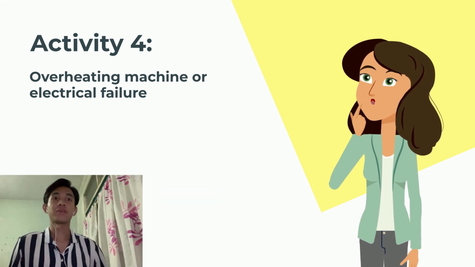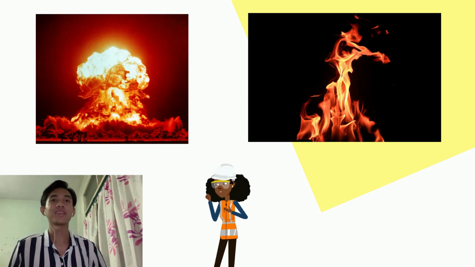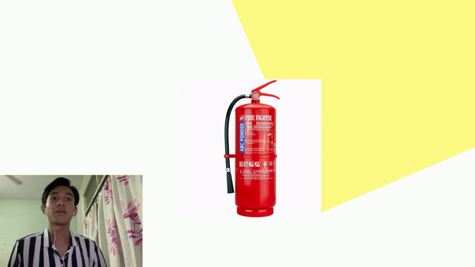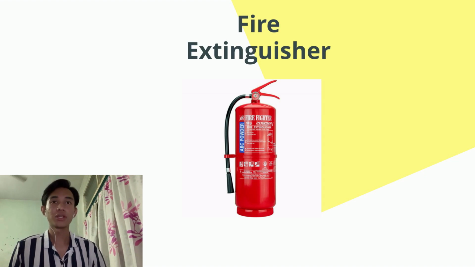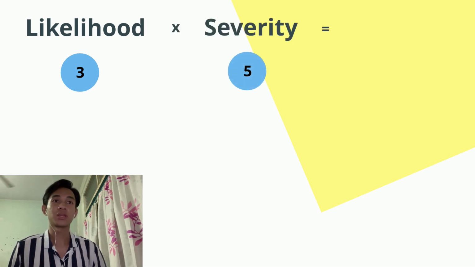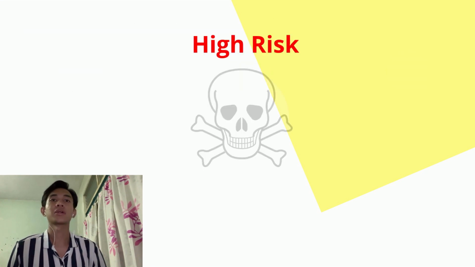So for the fourth activity, which is overheating machines or electric failure, the potential hazards that may occur are fires and explosions, which can cause fatality and or injury towards those working on site. What can we do to avoid this? Existing control measures are providing a fire extinguisher. For this activity, the likelihood is 3, which is predictable, and severity is 5, which is disaster, which gives us a risk level of 15. This means it is a high risk.